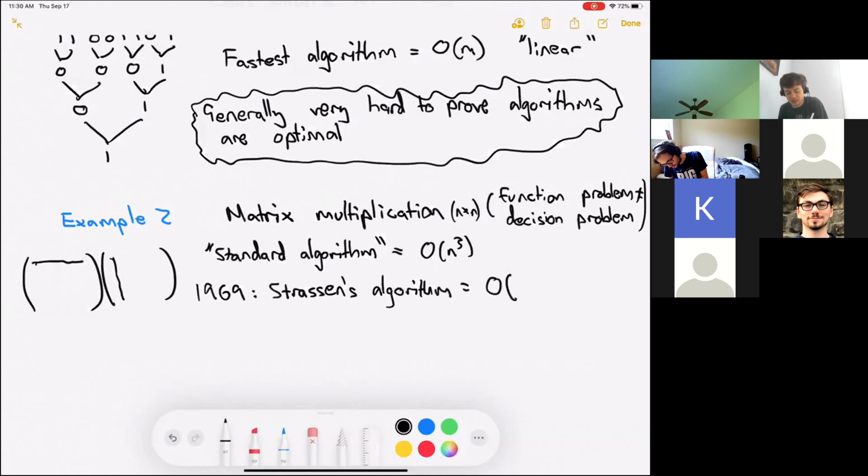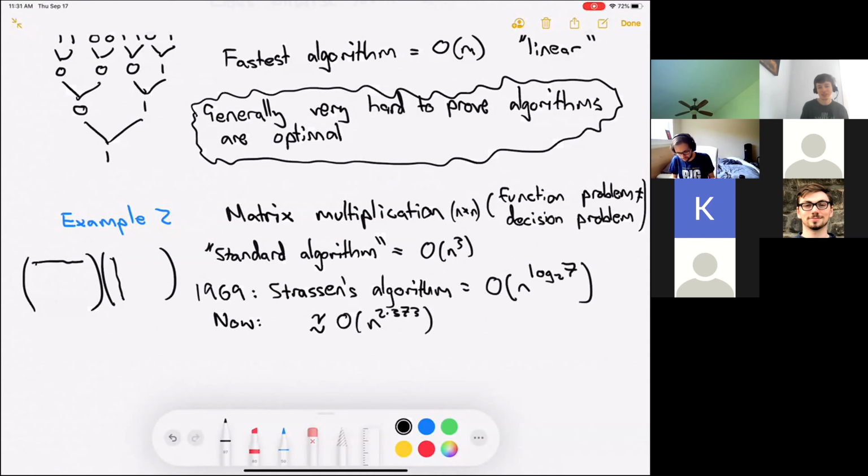And this actually has a complexity that grows as n to the log base 2 of 7, right? So log base 2 of 8 would be n cubed. So we've managed to knock that down to 7. And in fact, that sort of spurred a whole industry of people trying to gradually improve the algorithms. And the best known current ones are at about order n to the 2.373. Okay, so we knocked it down quite a long way from n cubed.